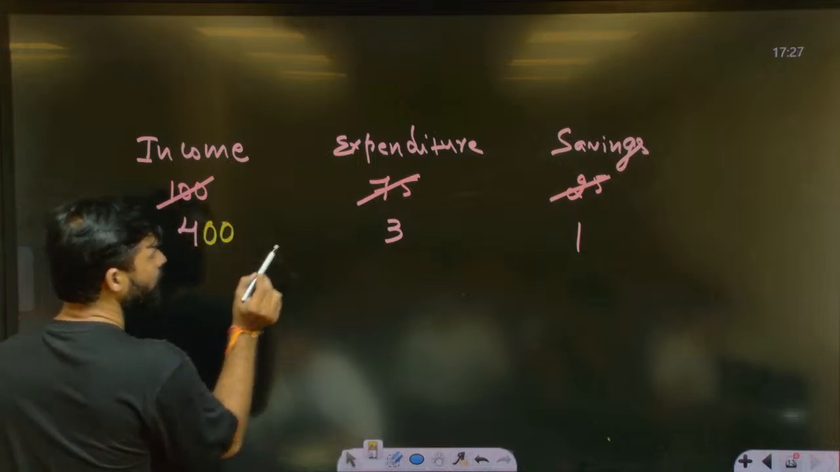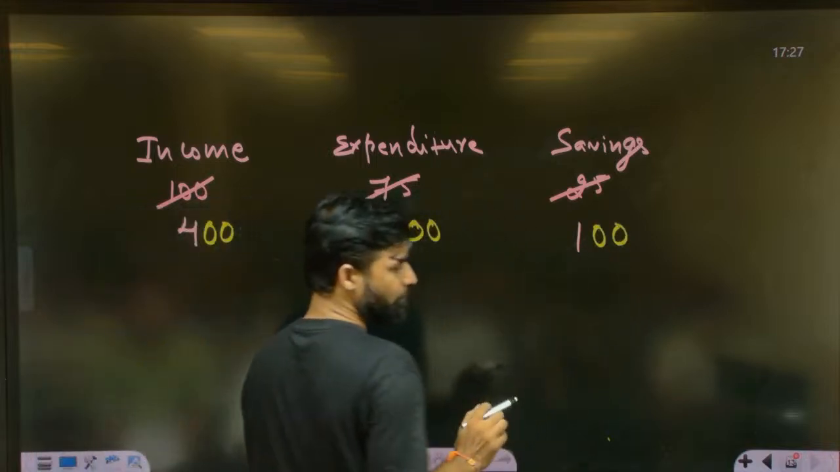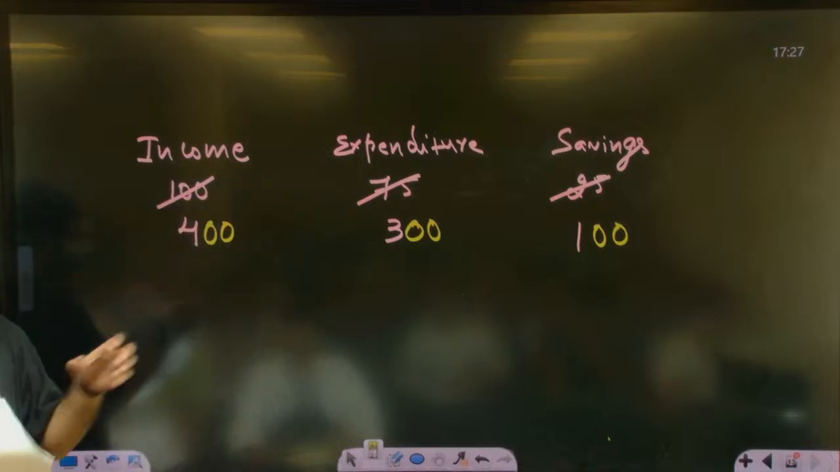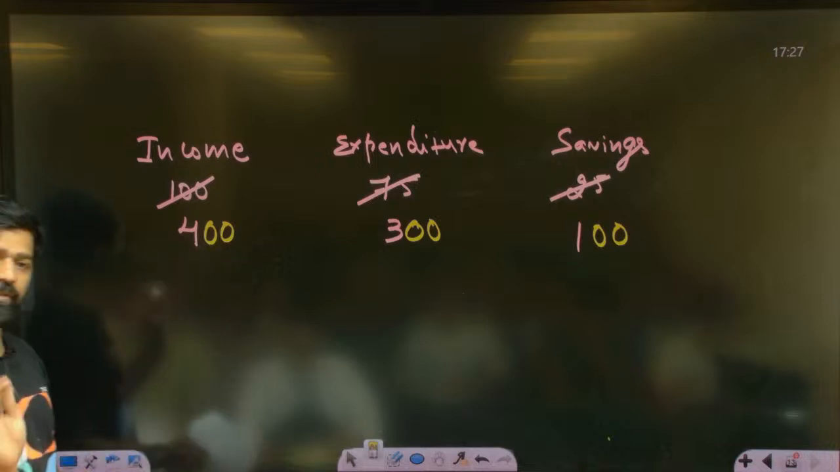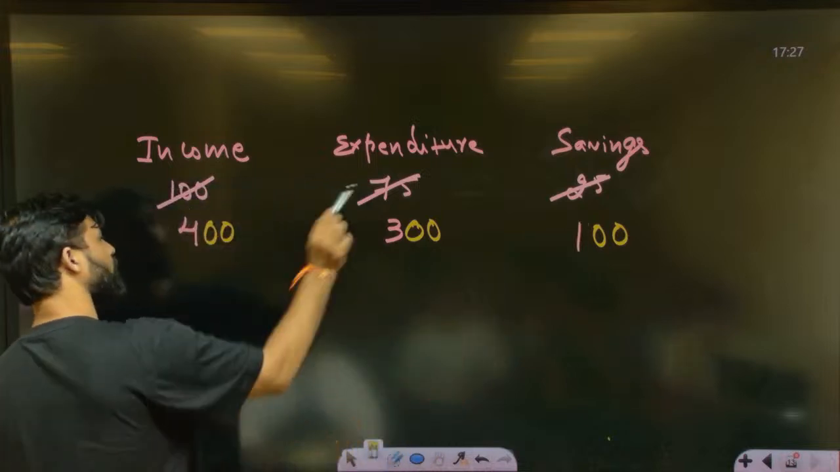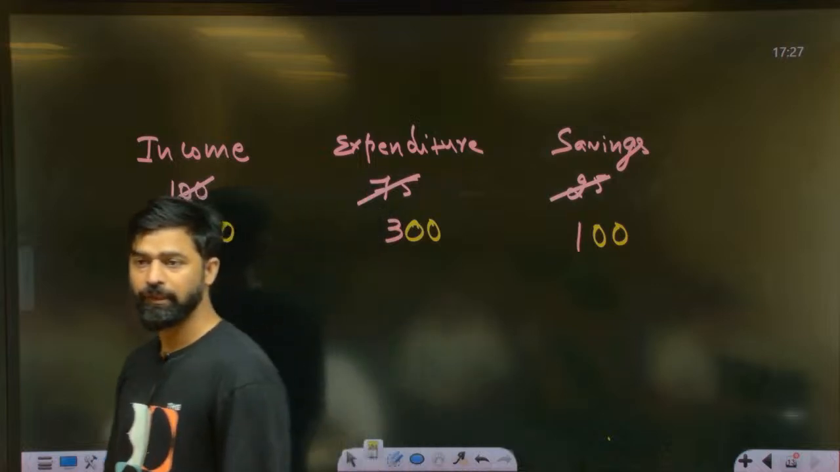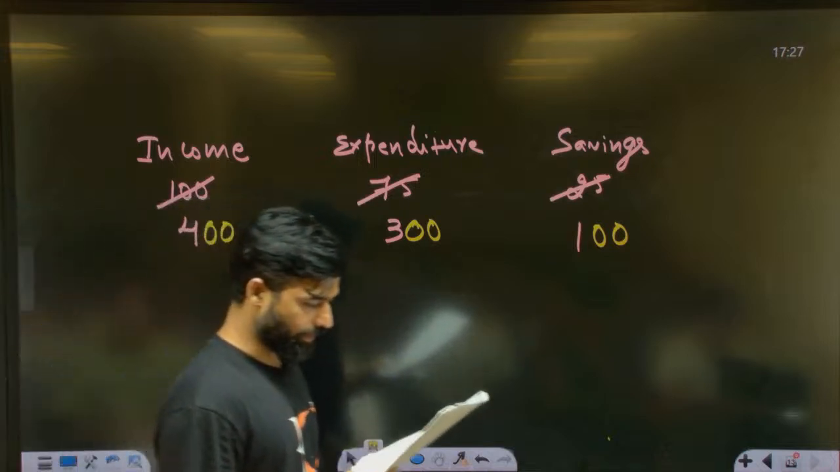300 and 100. By doing this, I'm avoiding the calculation only. And if you look at the basic ratio, it is the same. If I cut double zero, double zero, double zero, the ratio will be the same, 4:3:1. I have not changed the ratio. Any problem? Okay, then let's move to the next information given.